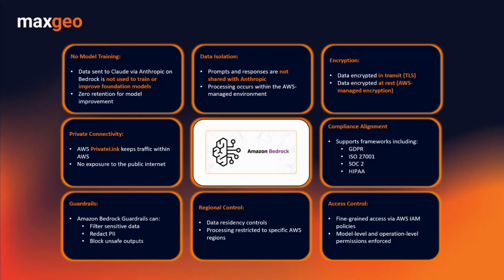Now, on top of the guardrails we've already built into DataShed 5 as well as the AI agent, there are also guardrails that Bedrock will put in place too. So filtering sensitive data, redacting PII, and blocking unsafe outputs. It analyzes that information and makes sure nothing comes back that is not safe. Regional controls and access controls are already in place.